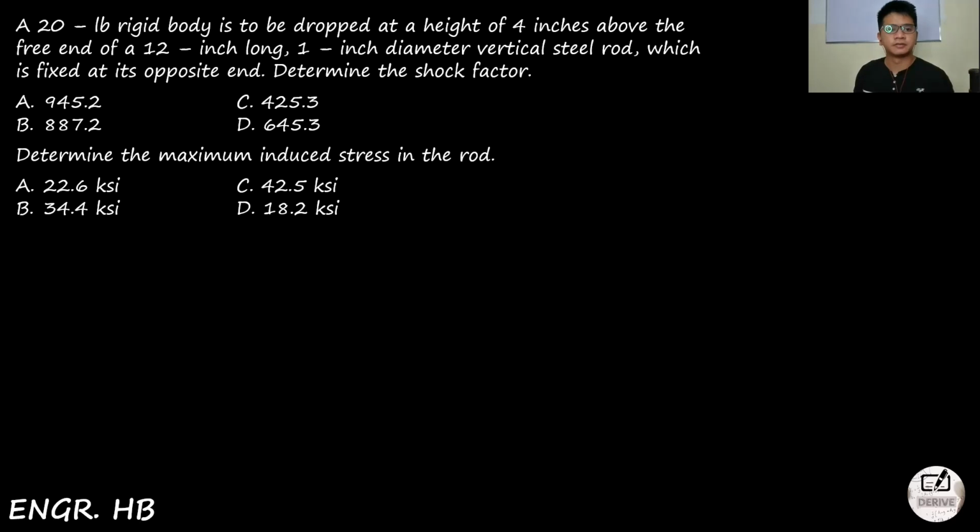So I will read the question first. A 20-pound rigid body is to be dropped at a height of 4 inches above the free end of a 12-inch long, 1-inch diameter vertical steel rod, which is fixed at its opposite end. Determine the shock factor.